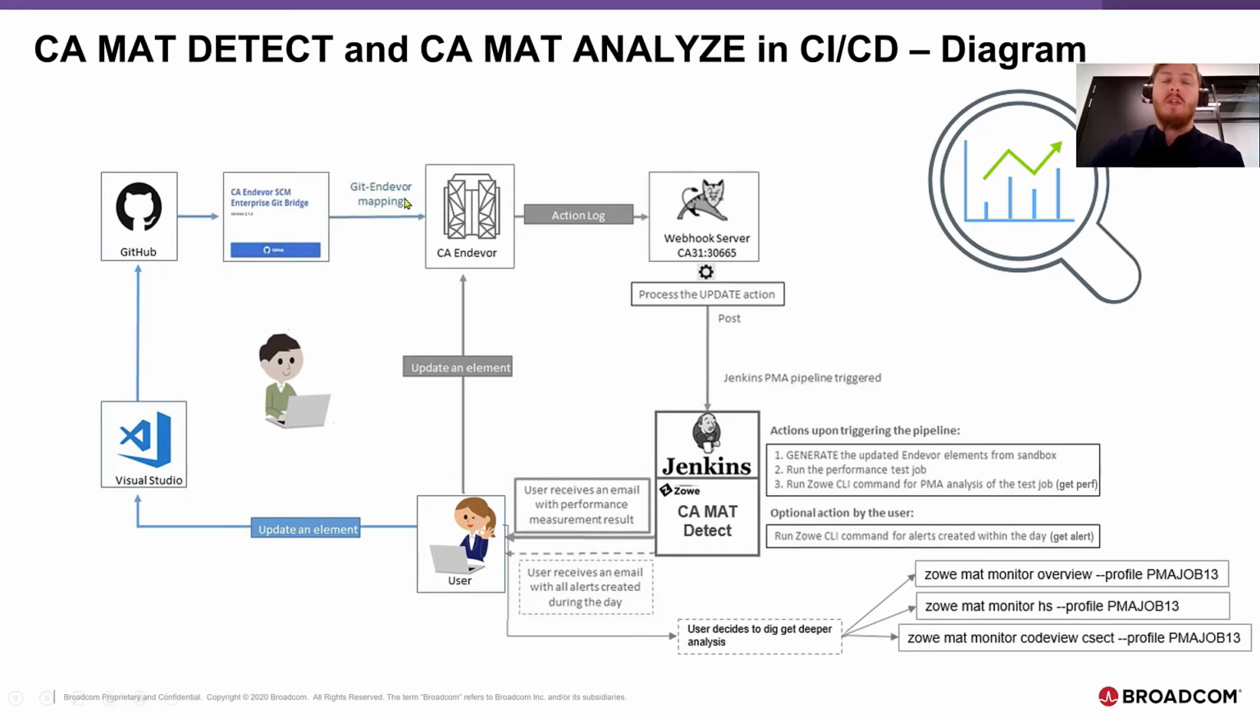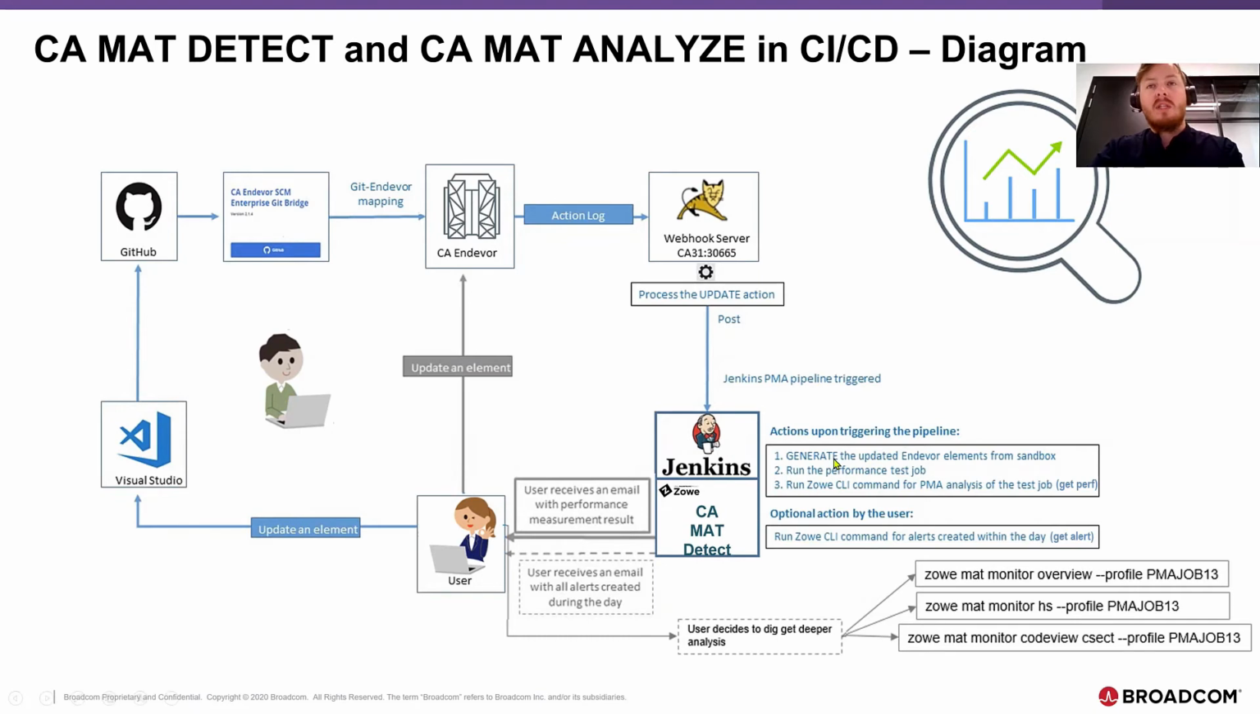On Endeavor, when the change appears in the source code manager, we have a webhook server listening to the update action, but it can be any generate action. It can be staging from dev to the QA environment, but in our case, it's the update action, which triggers our CI/CD pipeline that is being orchestrated by Jenkins, and that is where CA-MAT Detect as part of performance on commit comes into place and collects the performance metrics.